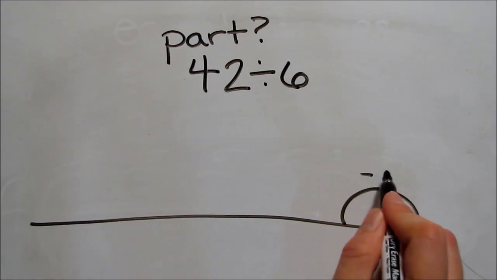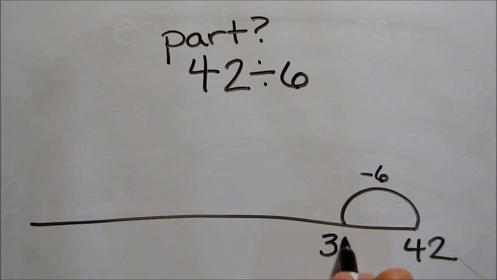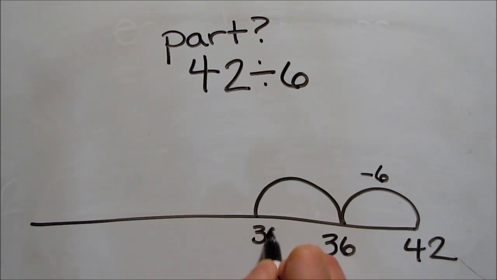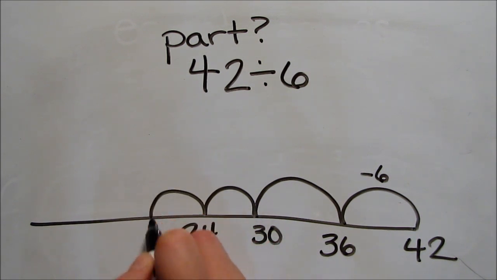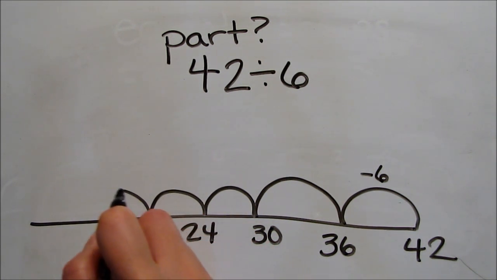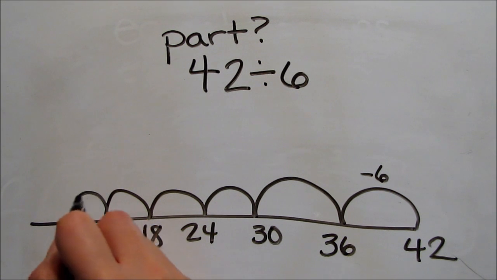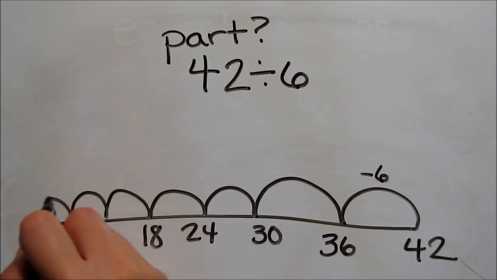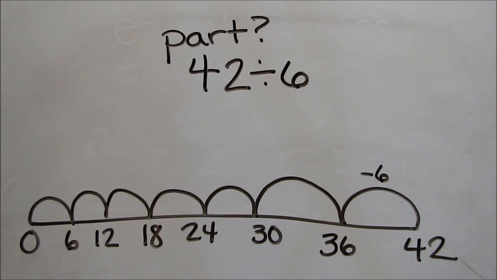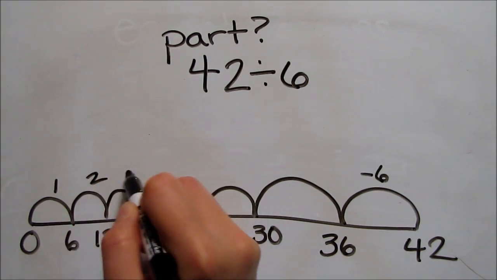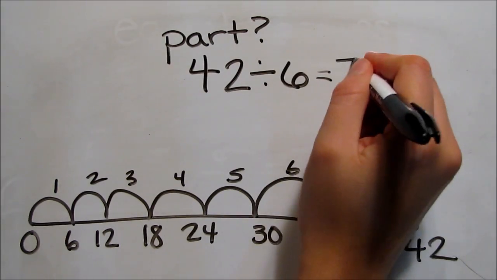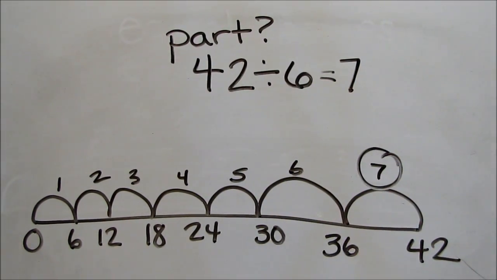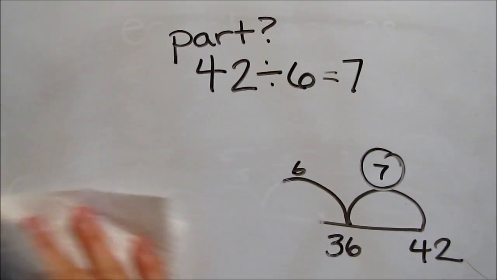We'll start on 42 and jump back 6. Now we're on 36, and we jump back 6 more to 30. From 30 we jump to 24. From 24 we'll go to 18. From 18 we go to 12, and then one more jump puts us on 6. But we're not finished until we've landed on 0. Once we're on 0, we can count how many jumps we just made. 1, 2, 3, 4, 5, 6, 7. So 42 divided by 6 equals 7.